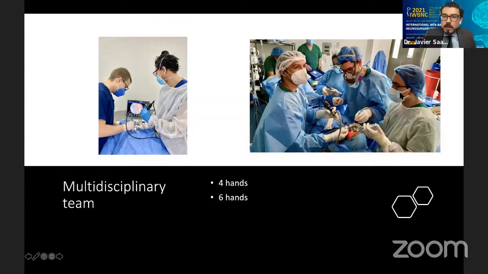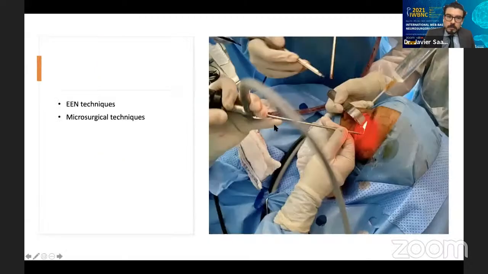If you have a second assistant, it's very useful for you. He's going to handle the brain retractor. We use dynamic retraction because we release the retraction every 10 minutes, just to allow the content of the orbit to release the pressure. So the techniques that we use are the same techniques that you use during an endoscopic endonasal surgery or a microsurgical approach.